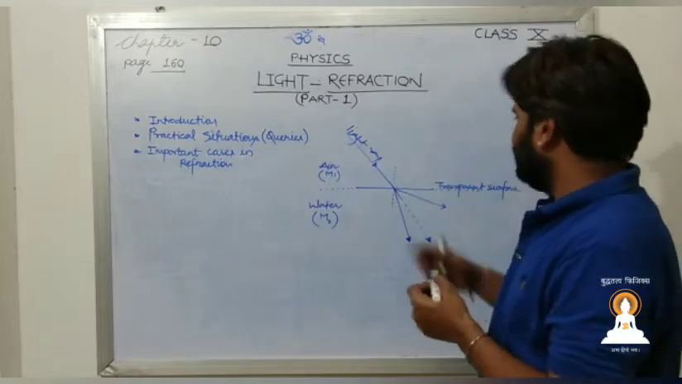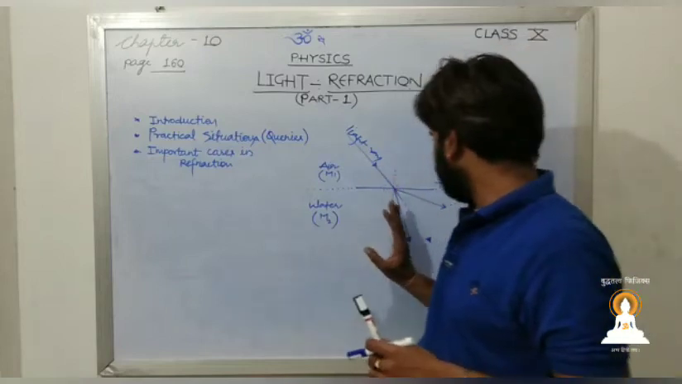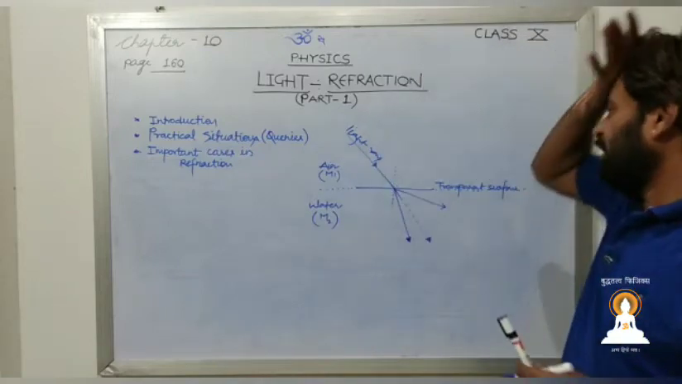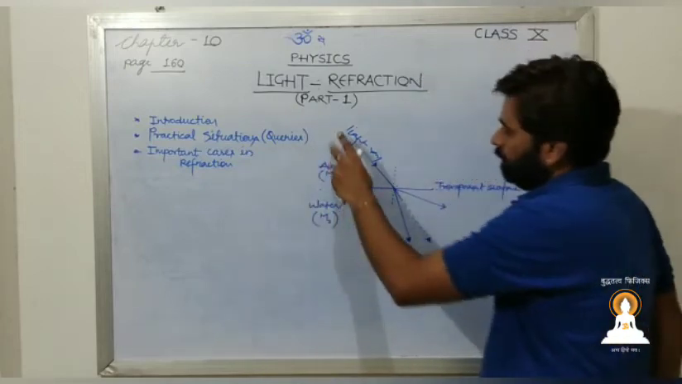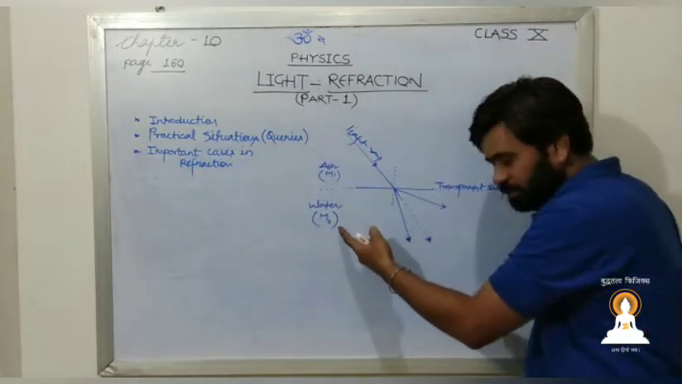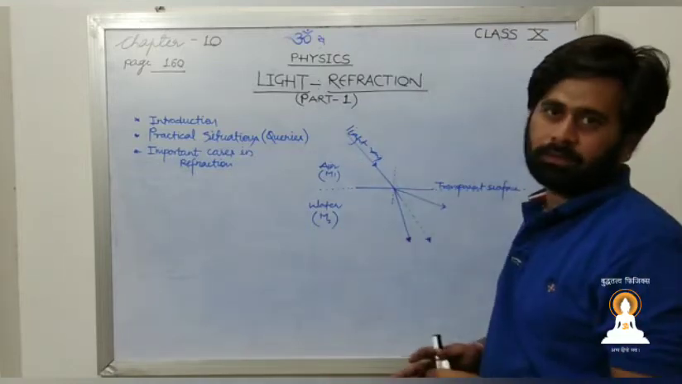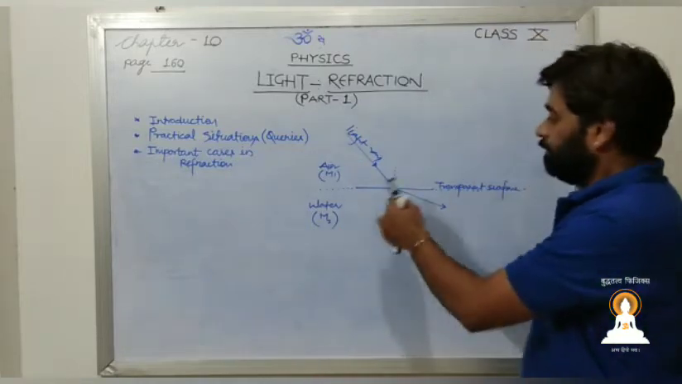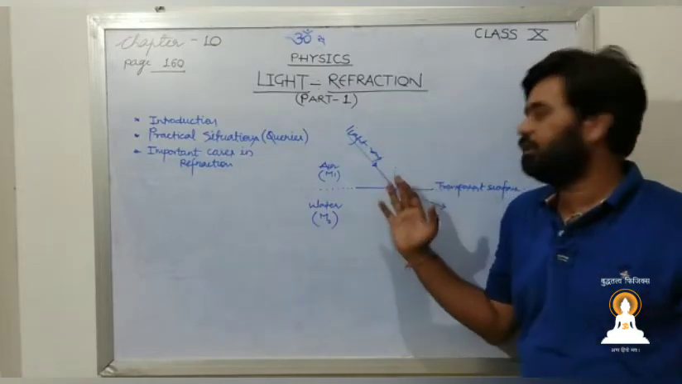Now that is the critical angle, and that concept is for higher studies. Right now we are going to study this. When a light ray moves from medium 1 towards medium 2, it changes its path a little bit. That is known as refraction.